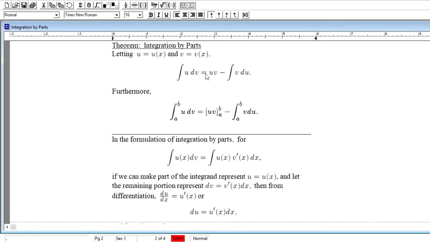With du and v of x identified, along with our understanding of just u itself, we could use u times v minus the integral of v du and form our result using integration by parts.